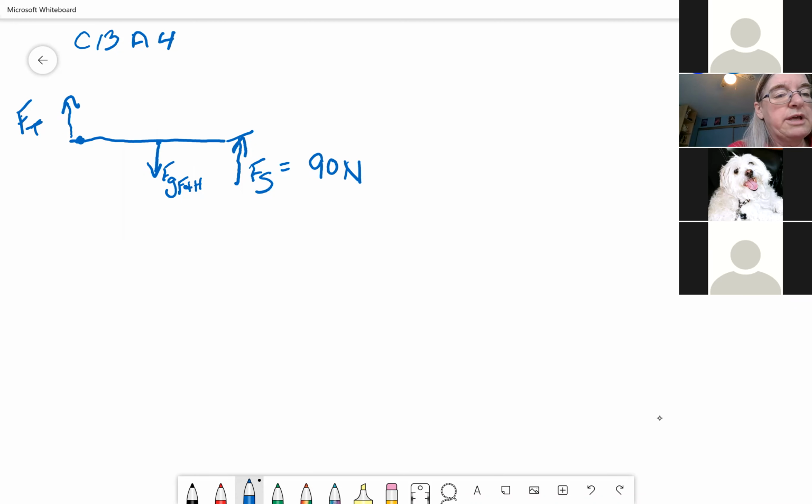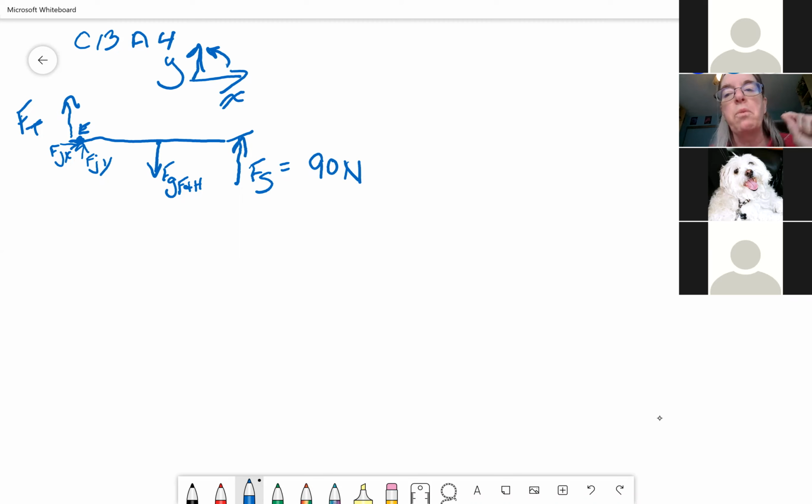Now, we are also going to have our joint forces here, F_J,y and F_J,x, and this is E, the center of rotation of our elbow joint, and our reference frame. Those are the directions we're going to consider positive when we are creating our equations of equilibrium. So we know this is an equilibrium. They're pressing down on it.